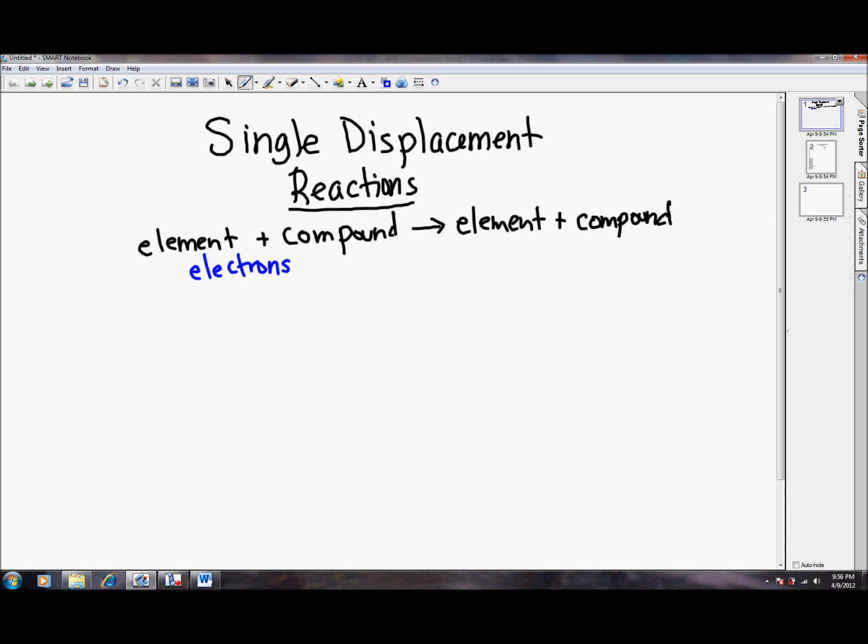In these particular types of reactions, electrons are transferred from an element to a cation. Remember, cations are positive ions. The process of doing this means that the element that's doing the transferring will become a cation, and the cation that ends up picking up the electrons will become an element.